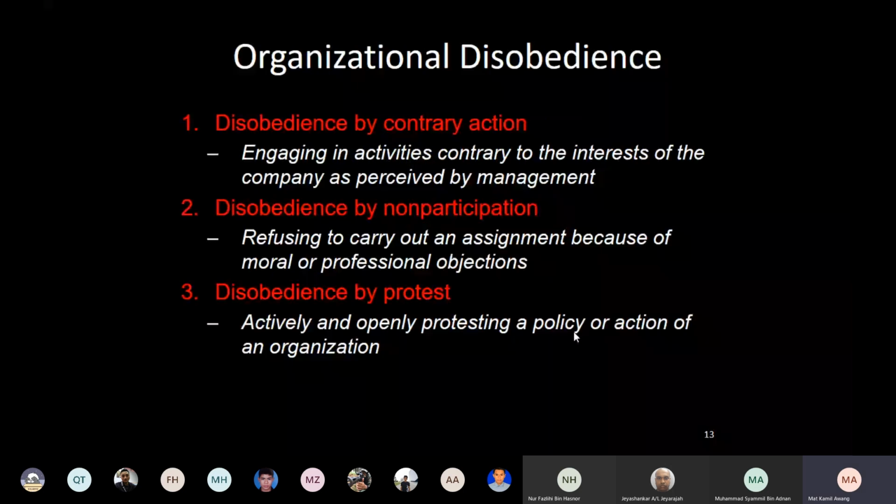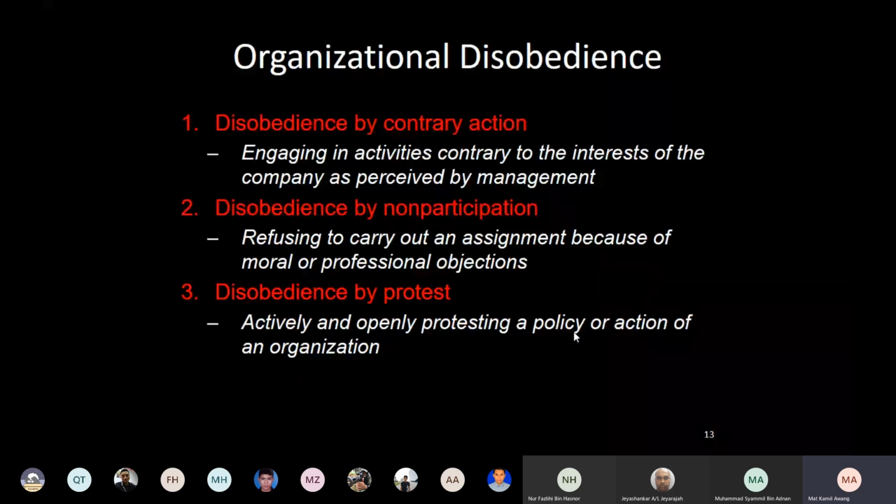What are the types of organizational disobedience? The first one, disobedience by contrary action. The boss asks you to do A, you go and do B. You show your displeasure by doing something which is contrary to the instructions. That is disobedience by contrary action. Engaging in activities contrary to the interests of the company as perceived by management.